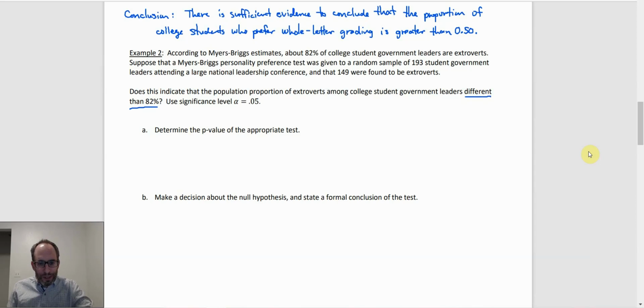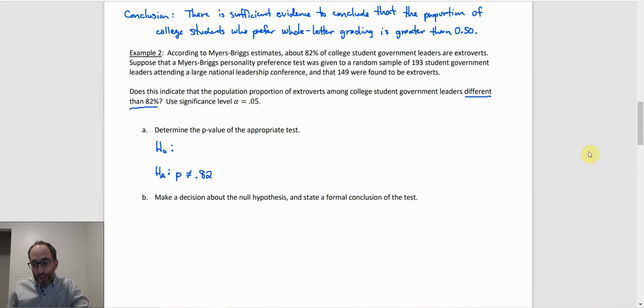But then, let's see, setting up the hypotheses. So I guess here we would have, so once again, I'm going to get the alternative first. And I would say there that what we're looking for evidence of is that P is not equal to 0.82.